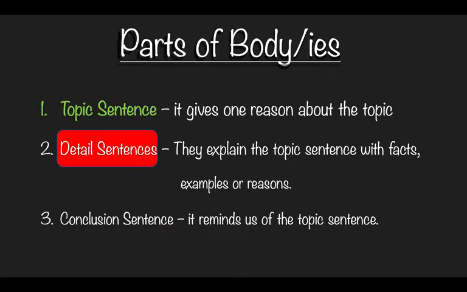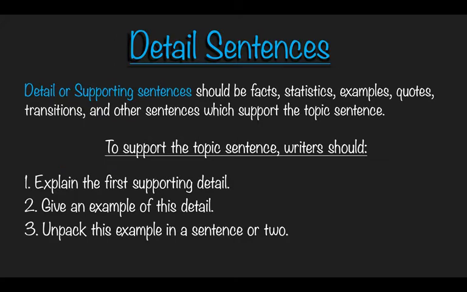Part number 2, detailed sentences. They explain the topic sentence with facts, examples, or reasons. Detailed sentences or supporting sentences should be facts, statistics, examples, quotes, transitions, and other sentences which support the topic sentence. To support the topic sentence, writers should explain the first supporting detail, give an example of this detail, and unpack this example in a sentence or 2. Let's look at our essay.